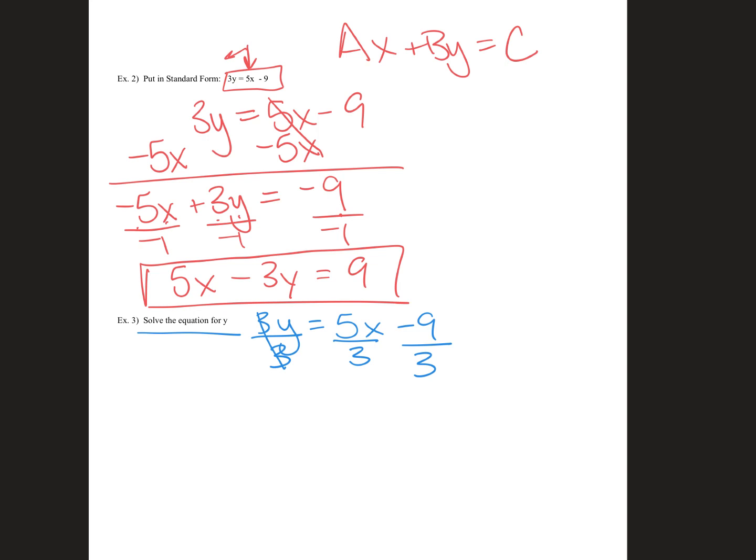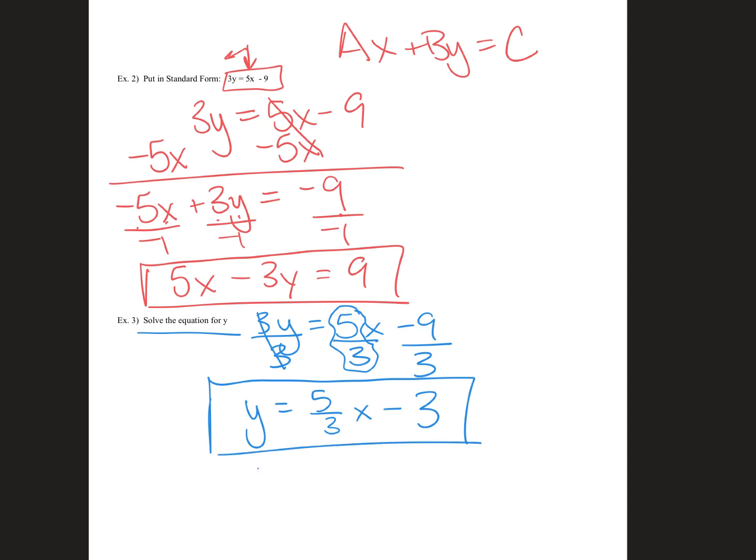So this becomes just y. This fraction is going to stay a fraction, okay? But I'm going to separate it from the x. So it's 5/3 x, and then I have minus 9 divided by 3 is 3. That's it. It's in the correct order because here's y, here's m, x, and b. So that's it for solving for y. Let's try some more.